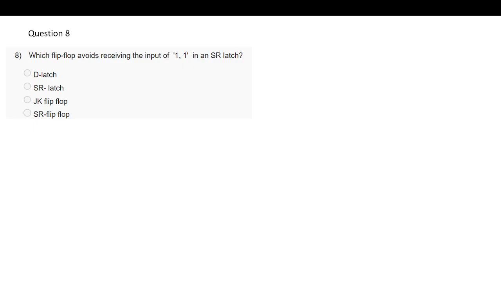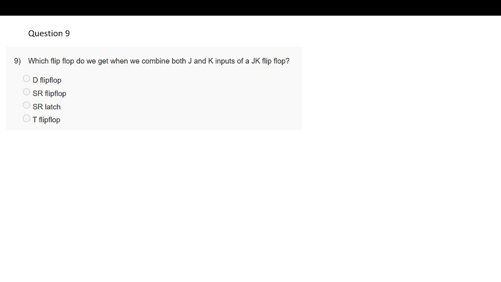Next, which flip-flop avoids receiving the input of 1 1 in an SR flip-flop? In SR, 1 1 is not allowed. In JK, 1 1 is used for the toggle. Next, which flip-flop do we get when we combine the JK inputs of the JK flip-flop? So we get a toggle flip-flop.